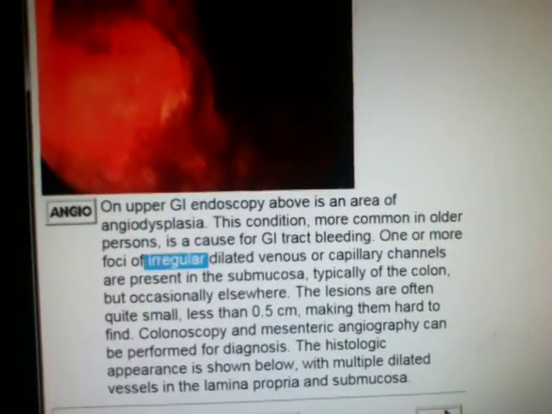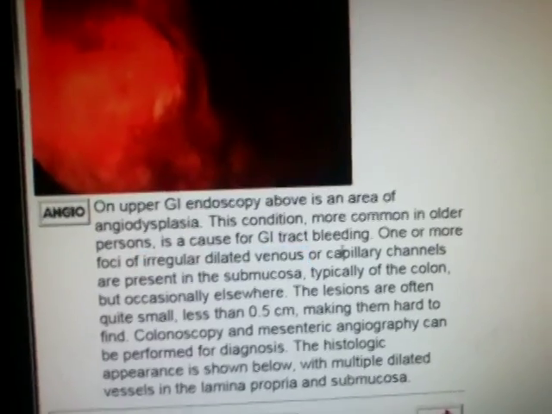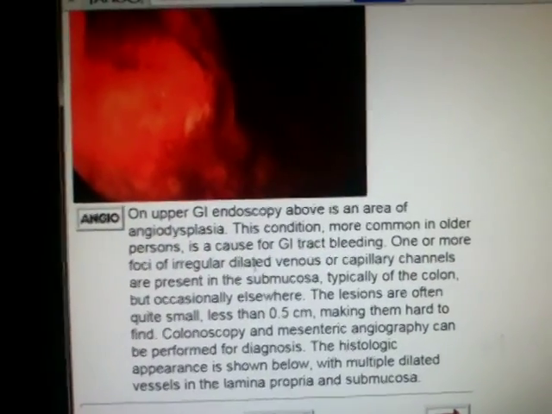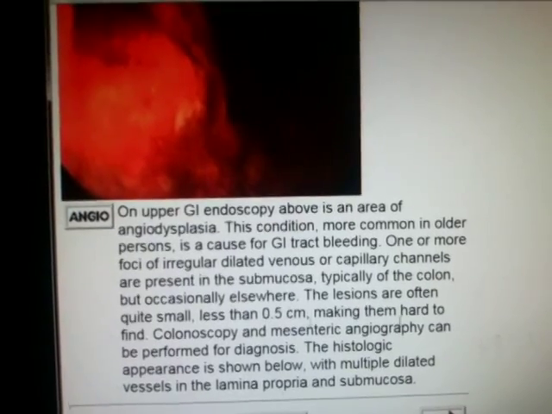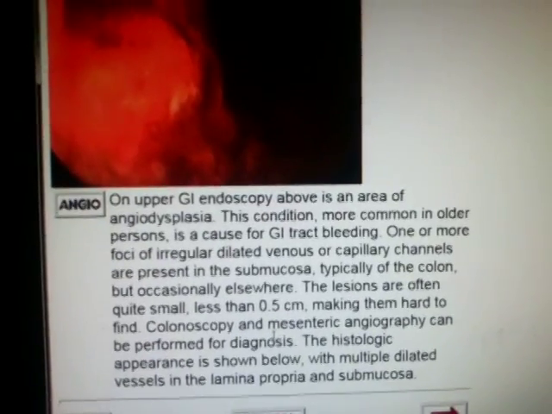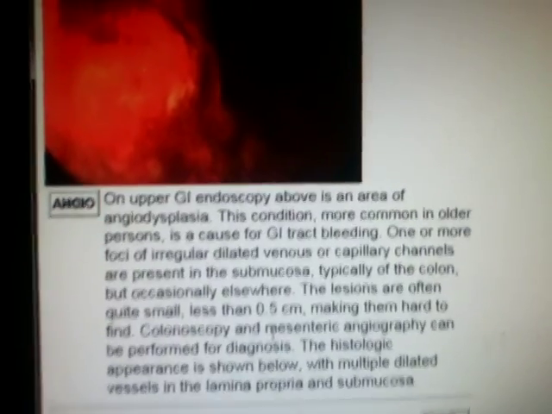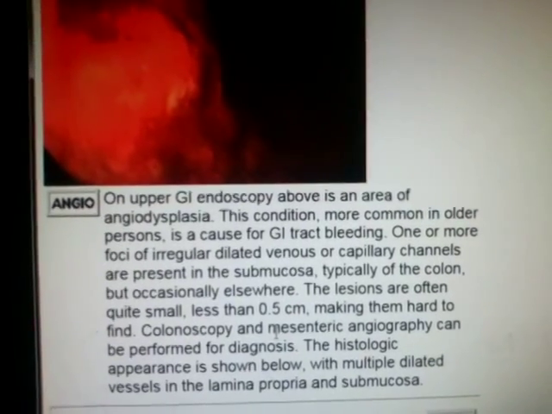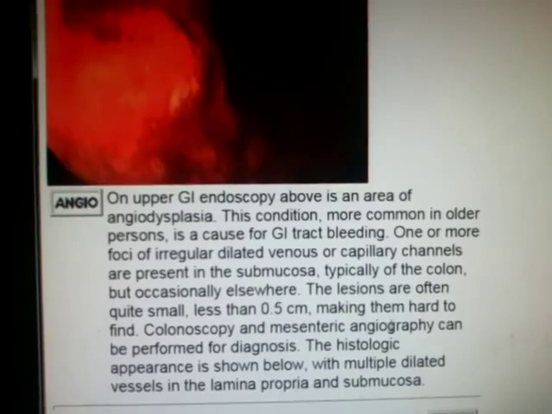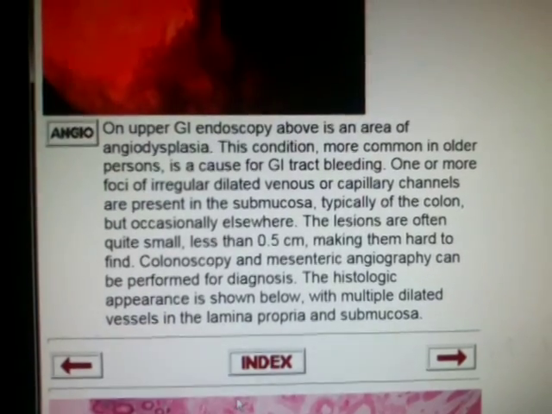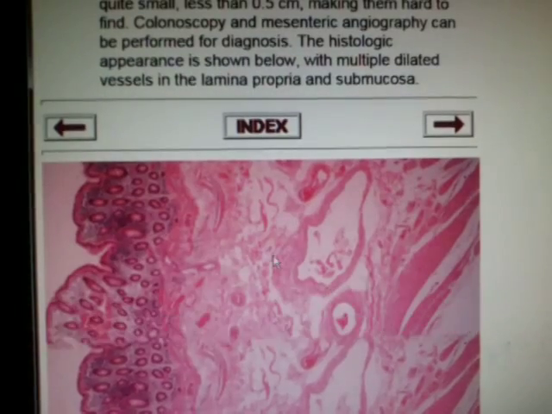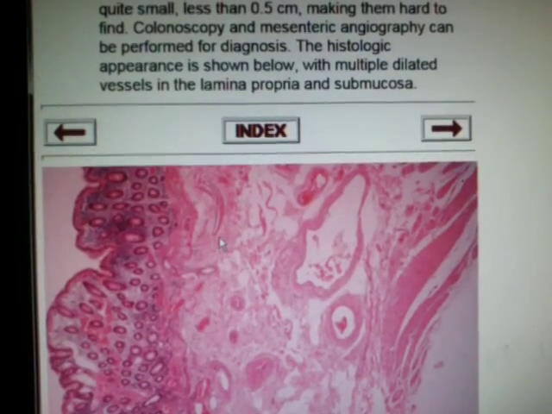Okay, as we said, angiodysplasia is the presence of irregularly dilated venous or capillary channels at the submucosal layer. This lesion is usually small in size, less than 0.5 centimeter, making it hard to be seen by endoscopy. As we said, there's also another test, which is the mesenteric angiography test, or even taking a biopsy from the patient. This is the microscopic appearance of the colon.